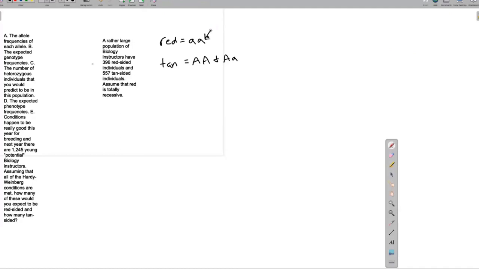In this case, let's start with this number here, the red. So we have 396 individuals, but we want to find a frequency, right? So we want the frequency of red-sided individuals, and in the end, that would be the frequency of little a. So how do you find frequency? You just divide how many there are of whatever you're looking at by the total population. So we have to figure out how many individuals there are in the population.